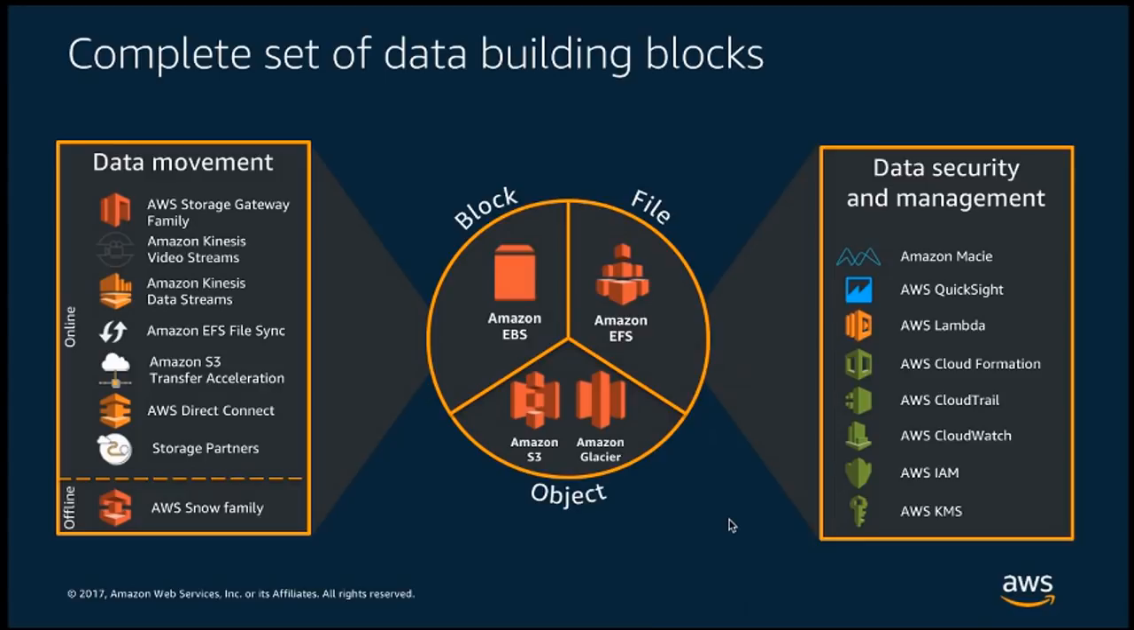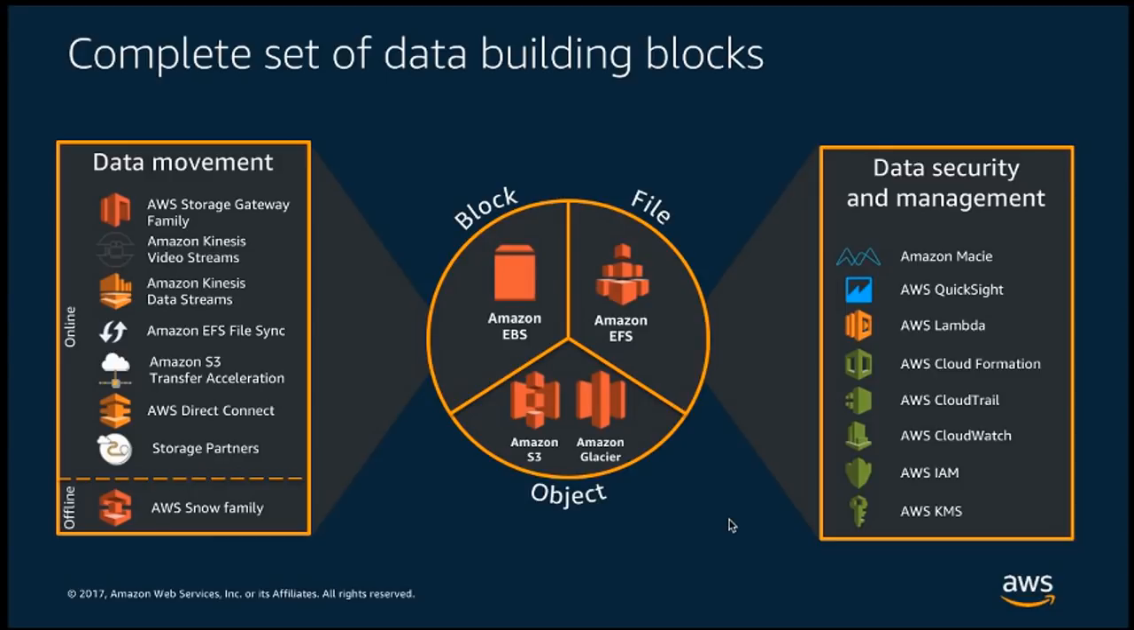So you can see that we have block, file, and object offerings in the center of the screen. Of course, for block, that's our EBS service, and that provides block storage to EC2 instances that are running inside of AWS. We have EFS, which is our NFS-based scalable file system. And again, that provides file services via NFS to workloads that are running inside of AWS. And you can actually even connect that to your own data center. And we'll talk about that a little bit later in the presentation.